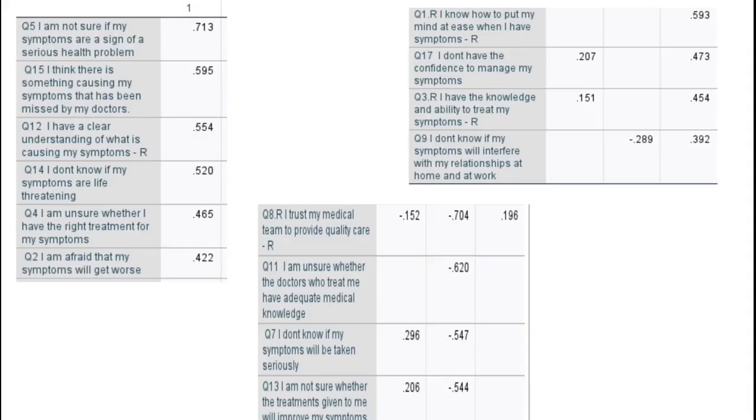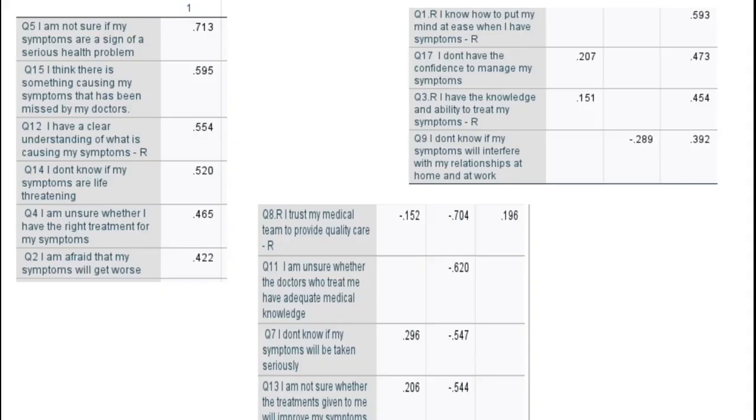The only problematic one here, well, a few problematic ones. So the very last question, question 9, and again, the ordering of the questions is arbitrary because I forced the output to show the questions in an order that corresponds to their correlations with each factor. So these questions are no longer in order. They're now sort of in factor order. And so if you look all the way down at the bottom, question 9, I don't know if my symptoms will interfere with my relationships at home and work. That has a correlation of 0.39 with factor 3. That's good, but it also has a correlation close to 0.3 with factor 2. Not so great. That's sort of a problematic question.